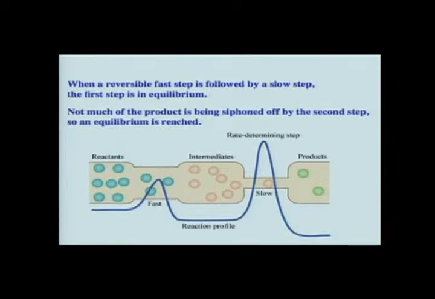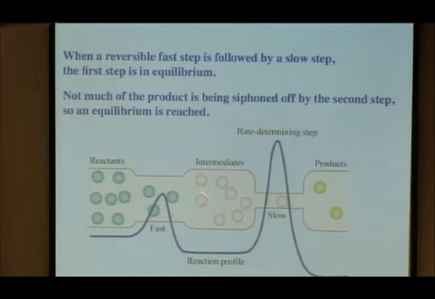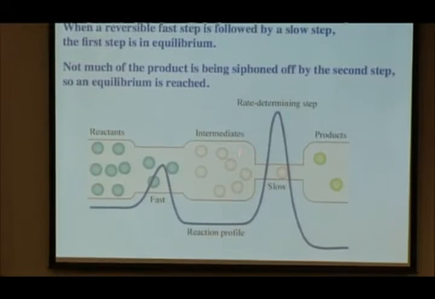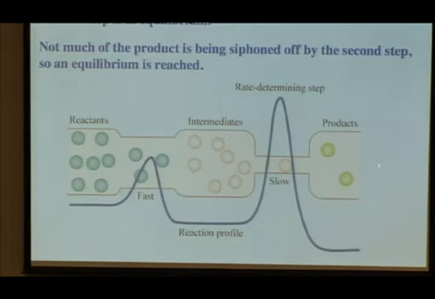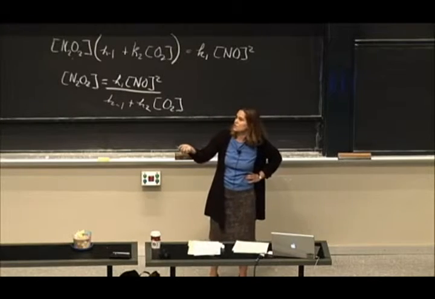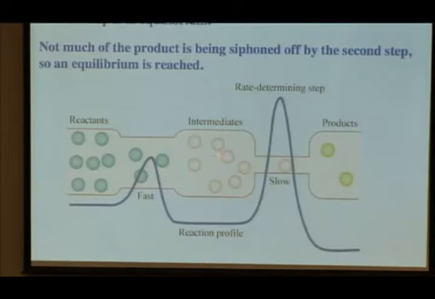You can think about that in terms of this plot here. If you have reactants going to intermediate, and this is fast and reversible, so they're going back and forth, and then very, very little of that intermediate is getting siphoned off. This is very slow, so very little of this is being siphoned off to products. That allows that first step to really reach equilibrium conditions, because this doesn't really factor in, and so you reach an equilibrium here. And that allows you to simplify your expressions.